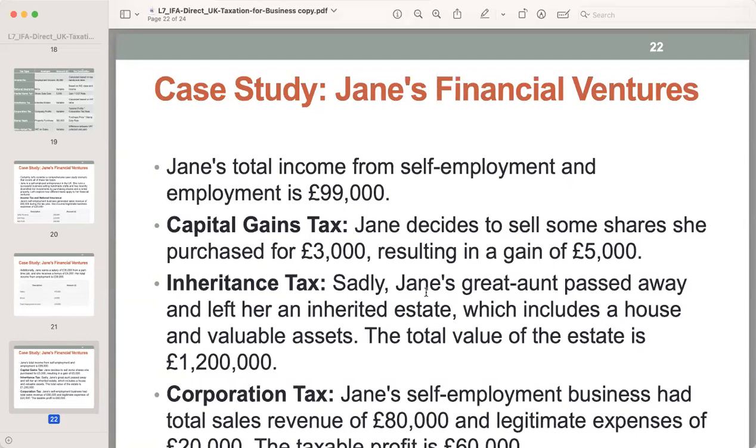So this gain is subject to capital gains tax, which is a tax on the profit made from selling certain assets. Jane will need to report this gain and pay the appropriate tax based on her overall capital gains. Any questions, if anyone is there?